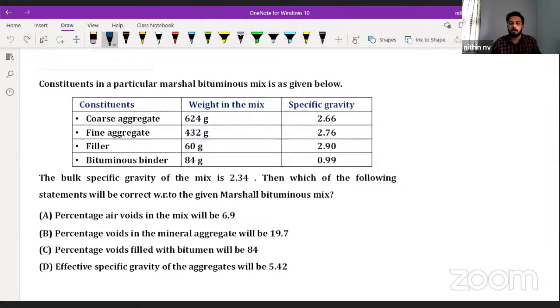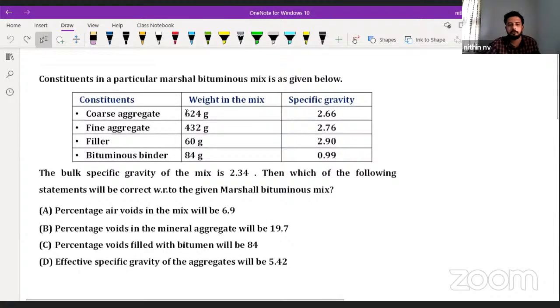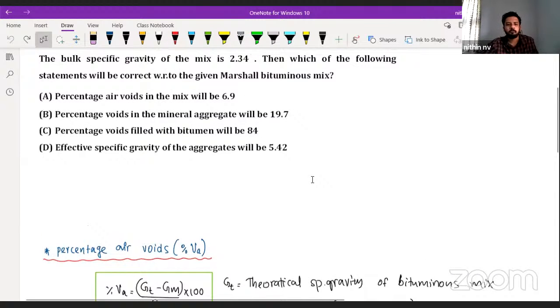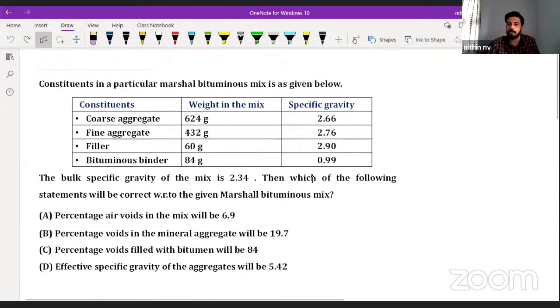Now see, the first one, we can solve it together. Percentage air voids. How can we calculate percentage air void? We have already seen the equation. Percentage air void equals GT minus GM divided by GT into 100. 100 we are doing for converting into percentage. Now you see, bulk specific gravity, GM, is given in the question, sorry, 2.34.